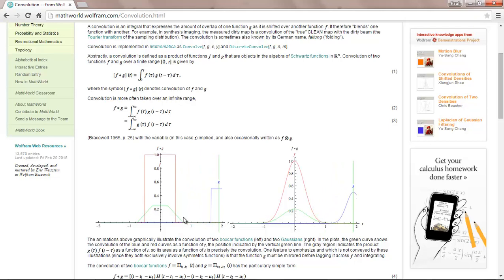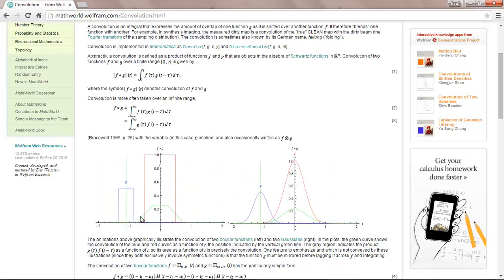Now, how are they calculating the output value? They're looking at the product of these two functions. That's the gray. The gray is the product, okay? And they're integrating it. So you see 0, 0, 0. It's increasing now. It's full. That's the highest it gets. It decreases, and it's back to 0. All right, so that's the convolution.